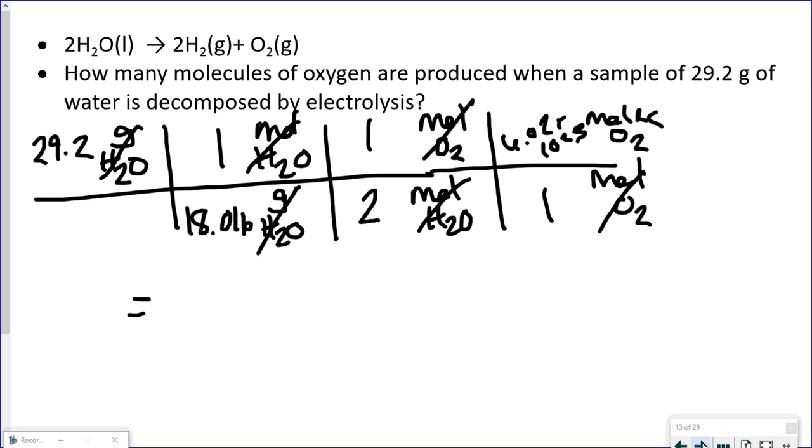Remember, when you're typing in that 6.02 times 10 to the 23rd, make sure to use parentheses or the EE button. So we have 29.2 divided by 18.016 divided by 2 multiplied by 6.02 times 10 to the 23rd. Our original number had 3 sig figs, so let's round our answer to 3 sig figs. And we're going to have 4.88 times 10 to the 23rd molecules of oxygen.